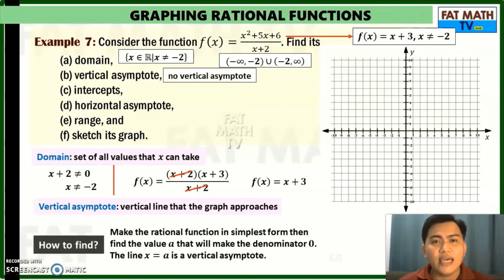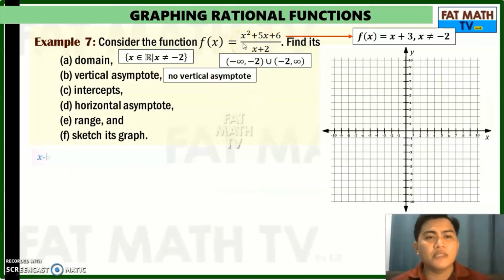So since that's the case, there's no vertical asymptote for this. Because we cannot identify a value of a that will make the denominator 0, because the denominator, in the simplest form, is already 1. So no vertical asymptote for this example.